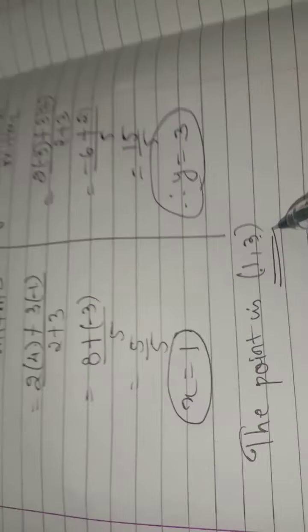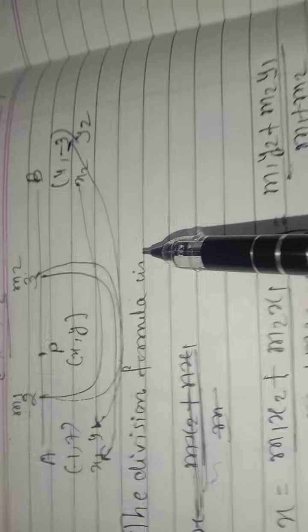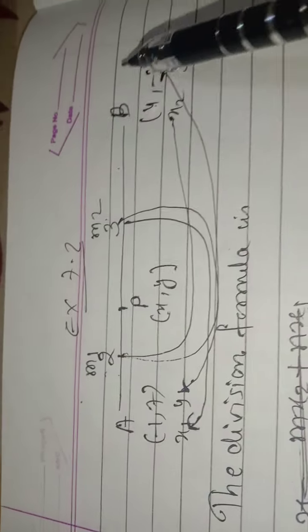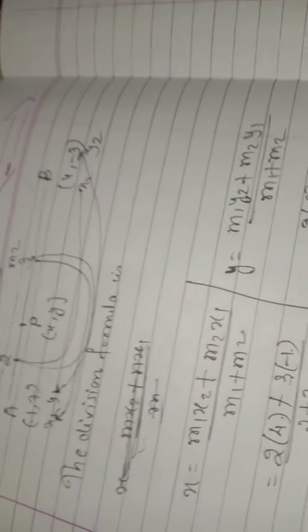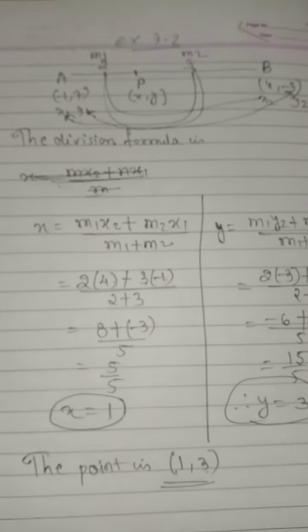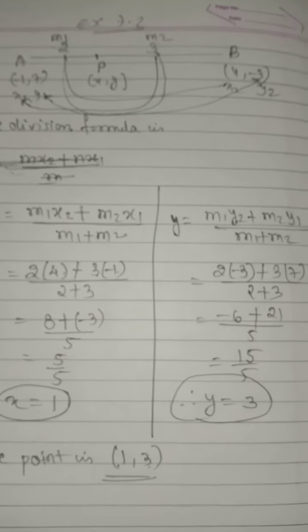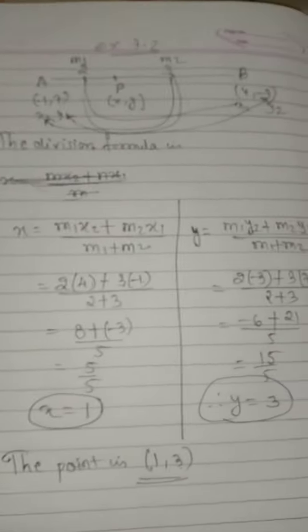So in this way we can find the point using the division formula, internal division of line segment. You can refer to it very clearly. I am just showing you once again the whole calculation. While stopping my video, you can see the calculation once again. Now let's move to the second question.